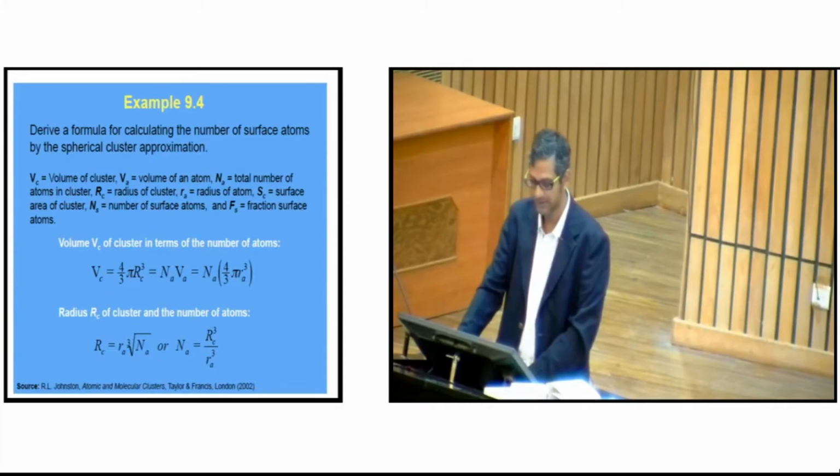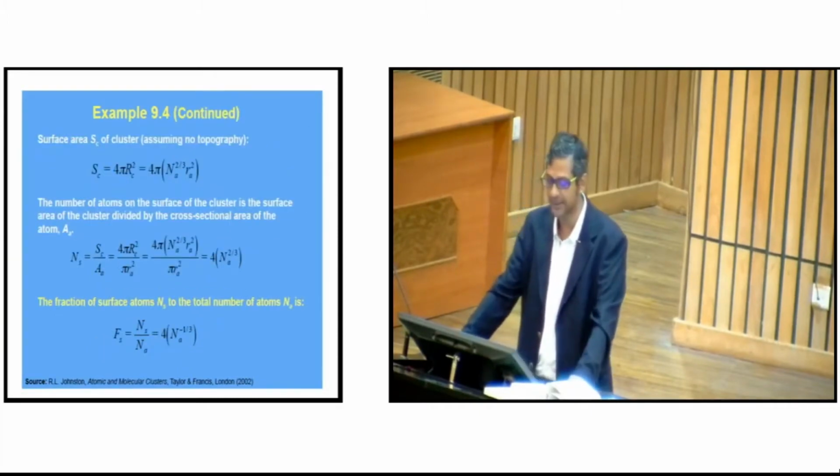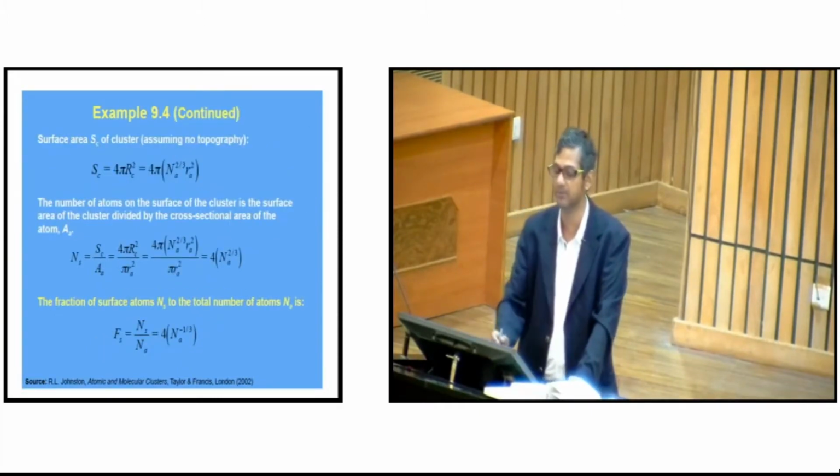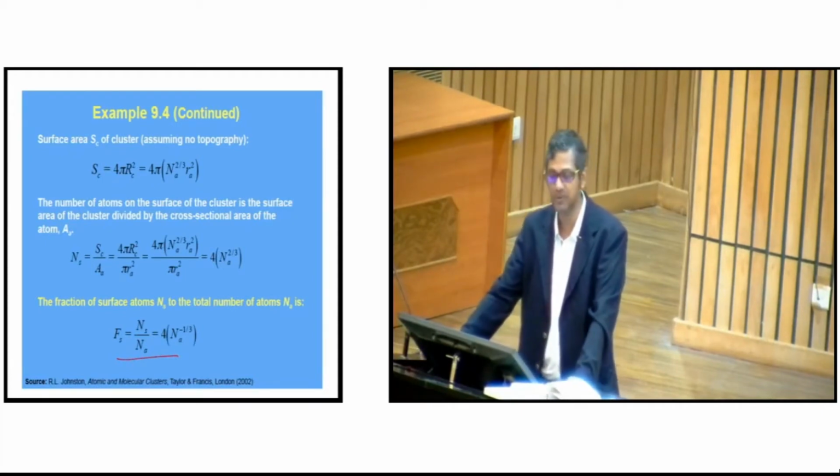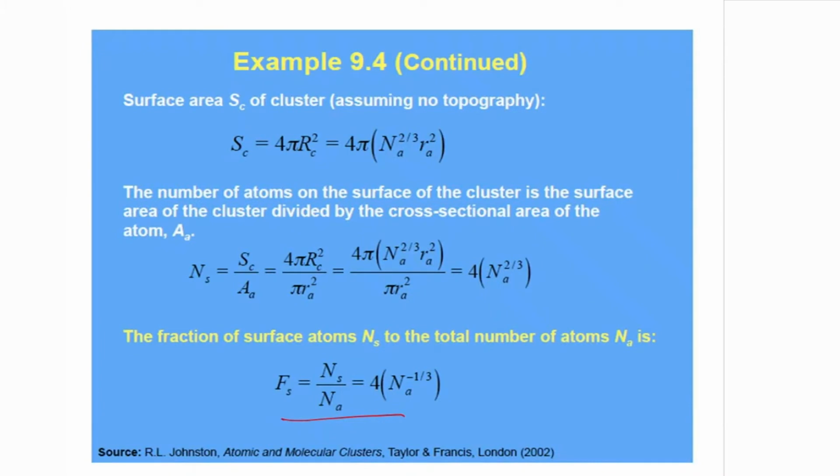So, that is done here. You can see that Fs, the fraction of the surface atoms to the total number of atoms, is proportional to n to the power minus 1/3, where n is the number of atoms sitting in the spherical cluster. Correct. That's something which was mathematically derived in the last lecture, and you probably have understood it, right? In case you have not understood it, please do it yourself. This is a very easy thing to do for a spherical cluster.